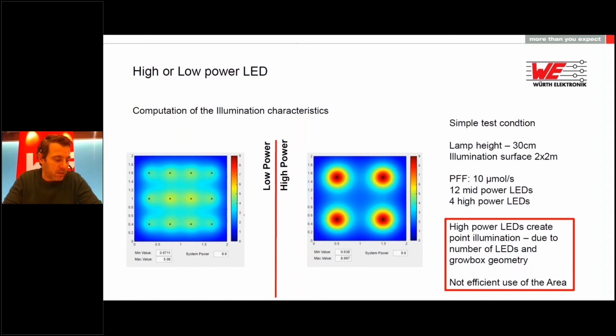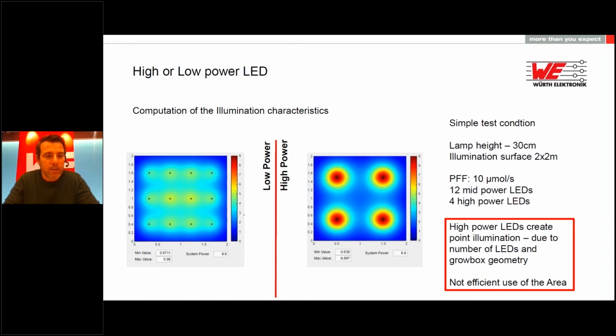As we see, if we apply this solution to a stacked housing, where we normally have an illumination surface of 2 by 2 meter, in this case it's always dependable, and a very low lamp height, so the lamp is very close to the plants, then we can see the difference between using mid-power or high-power LEDs.